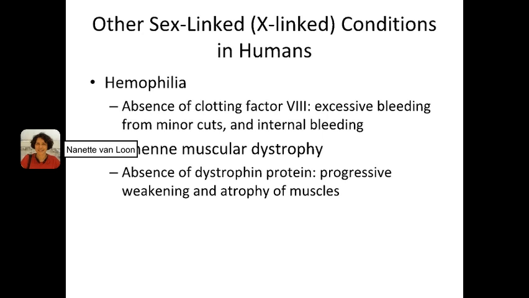Two more examples of X-linked, sex-linked conditions in humans. So notice that when they say sex-linked, it usually means X-linked because the X has most of the genes. They are hemophilia and Duchenne muscular dystrophy. Hemophilia is caused by the absence of clotting factor 8, and the gene is located on the X chromosome. If that clotting factor isn't working, you get very heavy bleeding from minor cuts and bleeding that doesn't really stop very easily, and not just external bleeding but also internal bleeding.